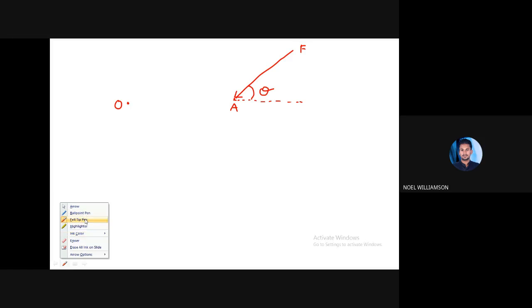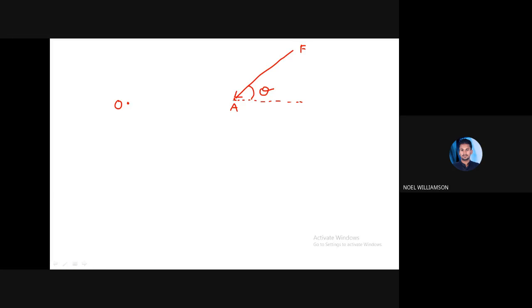Okay. So suppose this is the moment center O, and here is the point of application A. The force is acting like this. This is force F. It is given that it is acting at an angle theta with the x-axis. So what we have to do is split this force into two, that is, find the two components.